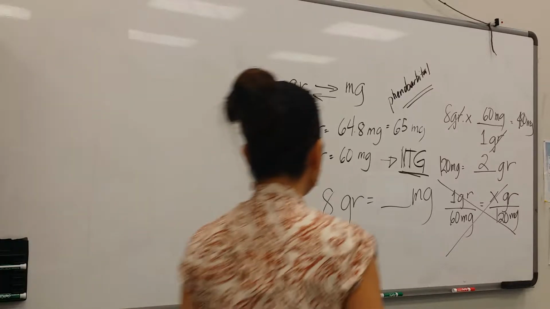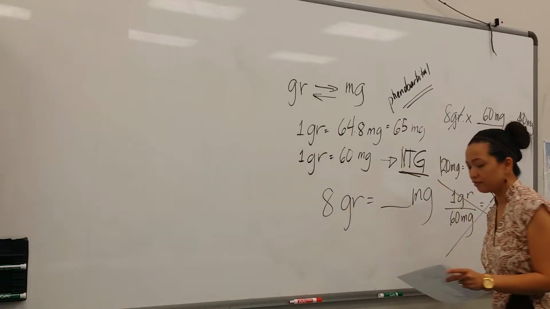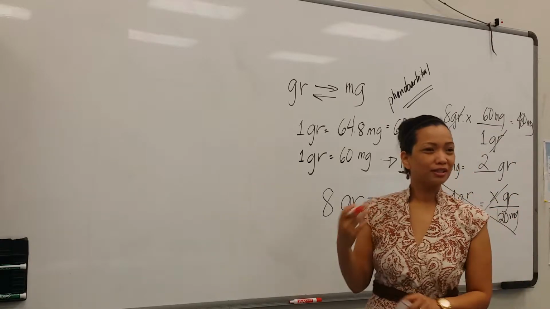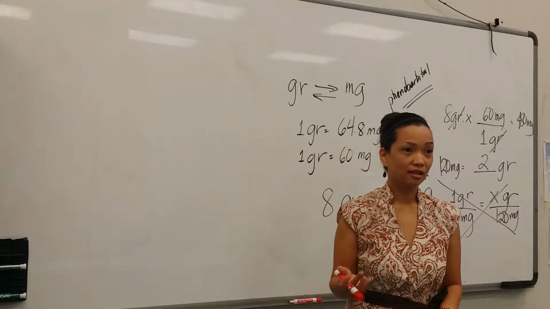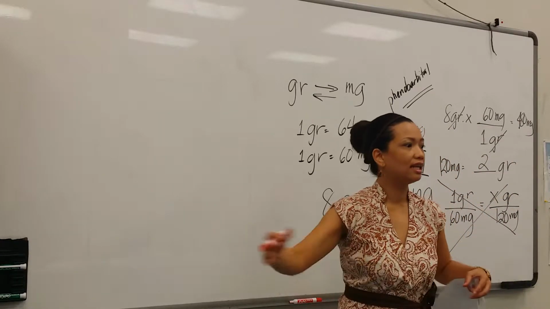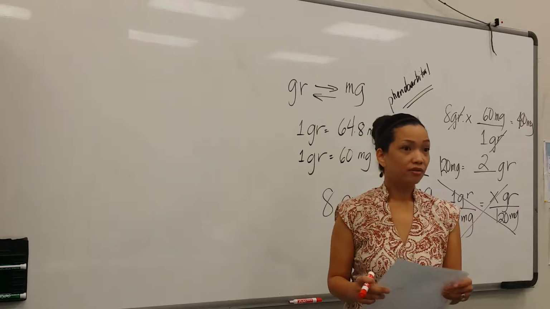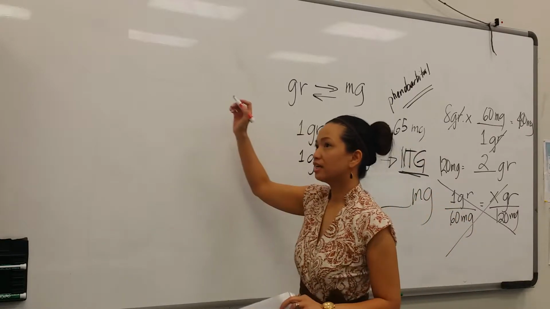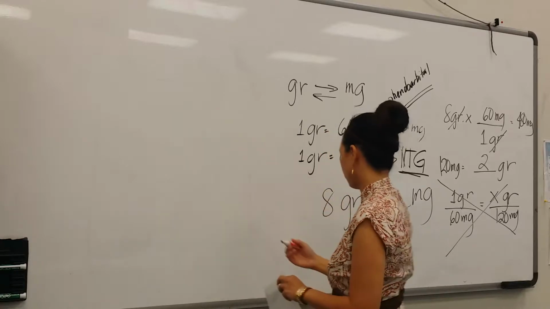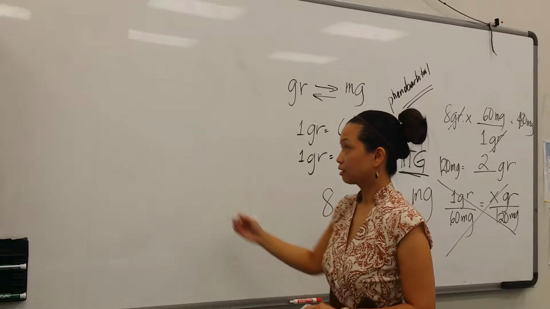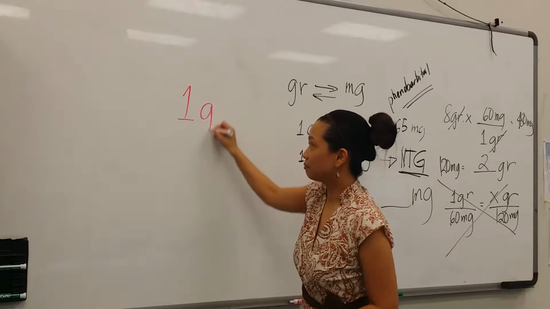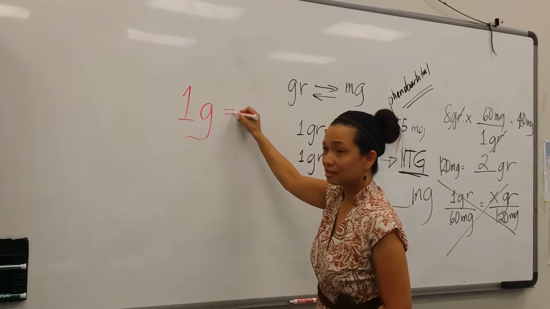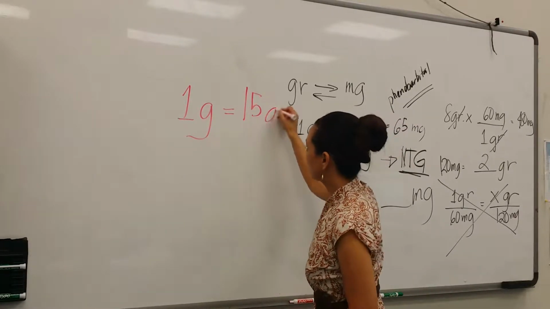Okay, I have one more conversion I'd like to give you, okay? But if you forget this, it's fine, okay? That's why I'm not going to discuss it lengthily for the conversion part. Grains to grams. What's the conversion for grains to grams? 1 gram is 15 grains.